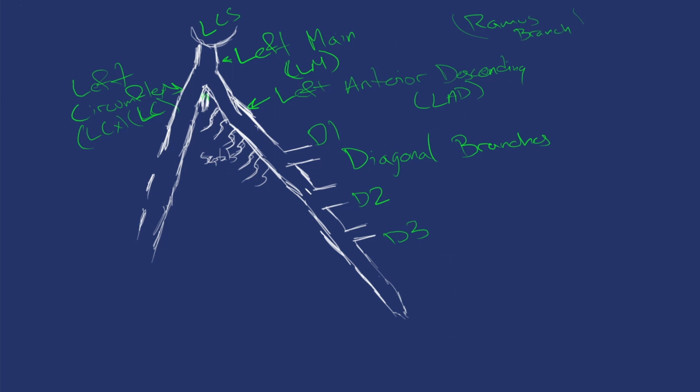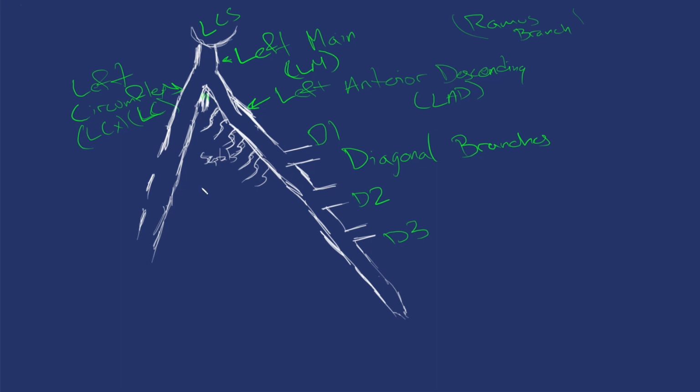Generally speaking, also, the LAD is going to be broken up into a proximal, mid, or distal segment. The first part of that is the proximal part, and that's going to be before the first diag. Between the first diag and, depending on who you ask, either the last diag or the next third of it would be your mid LAD, and anything else past that would be the distal LAD.